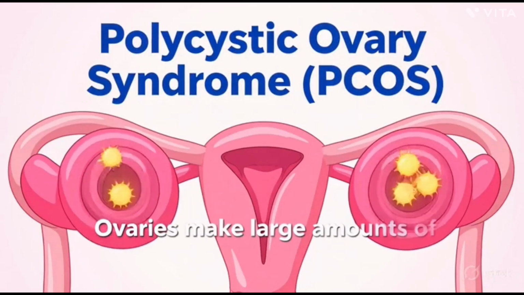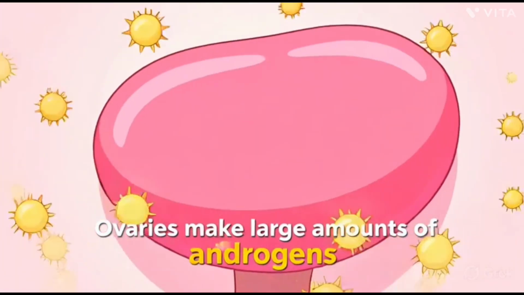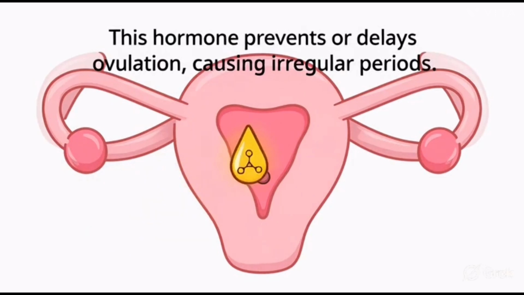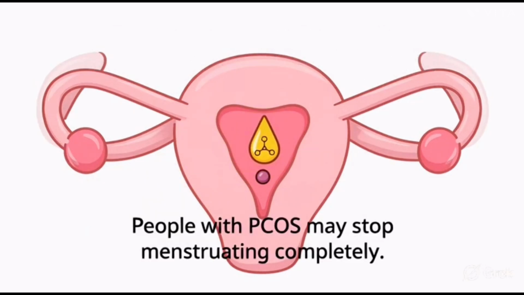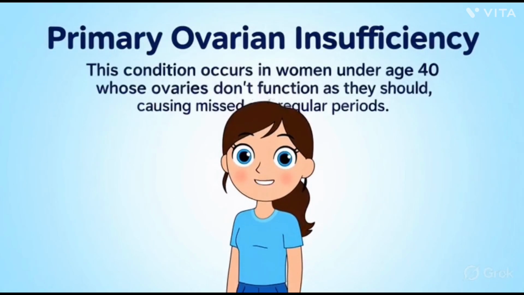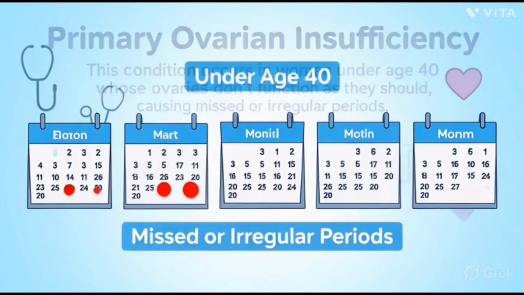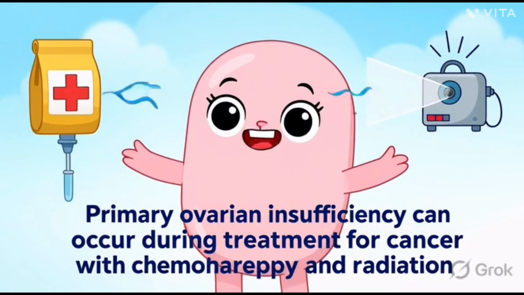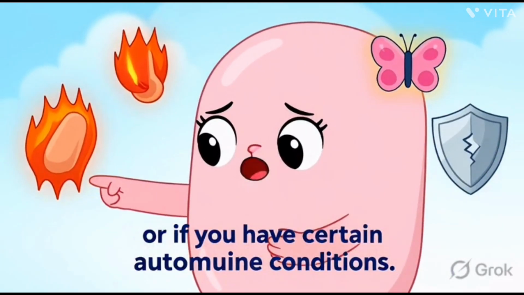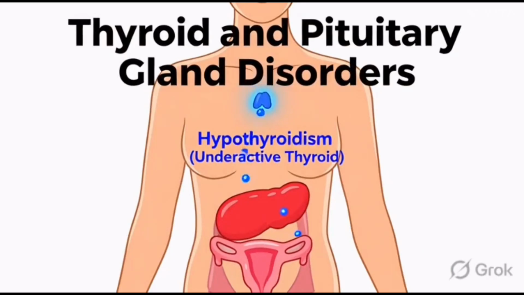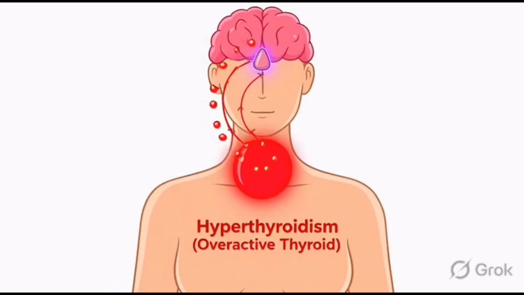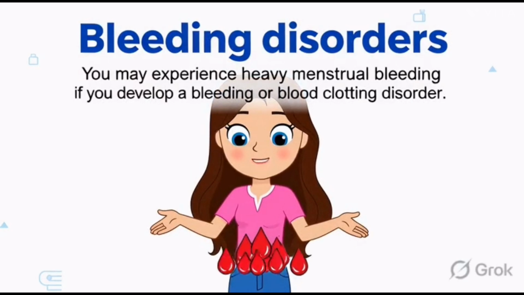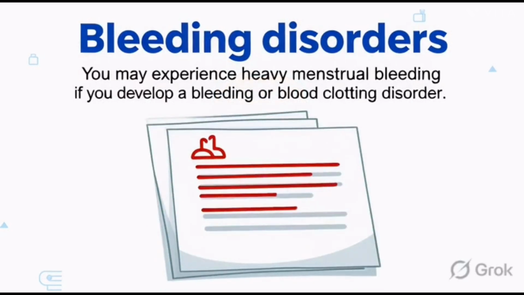In polycystic ovary syndrome, your ovaries make large amounts of androgens, which are a type of hormone. This hormone prevents or delays ovulation, causing irregular periods with PCOS. This is primary ovarian insufficiency, a condition in women under 40. Primary ovarian insufficiency can occur during treatment for cancer or if you have certain autoimmune conditions. Thyroid and pituitary disorders affect your hormones, causing irregular periods. Hypothyroidism means too little hormone, while hyperthyroidism means too much. You may experience heavy menstrual bleeding if you develop a bleeding or blood clotting disorder.